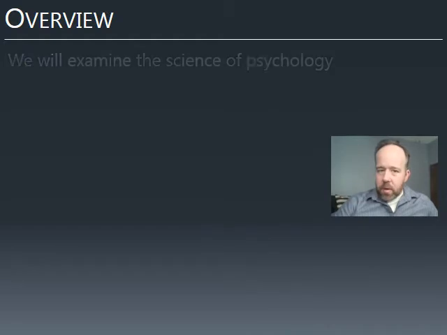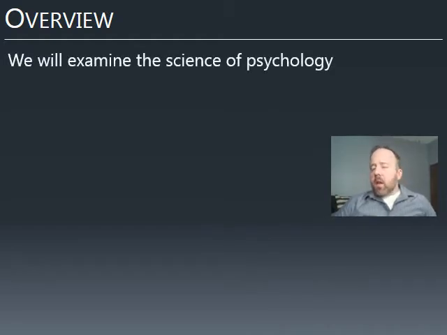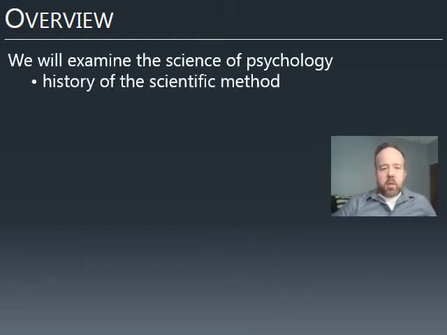So, for overview, we're going to be looking at the science of psychology, and we'll talk some about the history of the scientific method. And as we'll see, the scientific method is an empirical approach. That is, it's a way of trying to understand the world around us using evidence and observation. People talk about the scientific method, but we're really going to talk about some of the properties of the scientific method, not just use the term and then leave it at that. What does the scientific method mean?